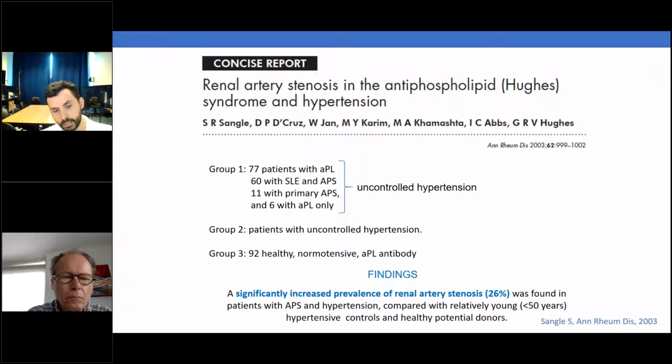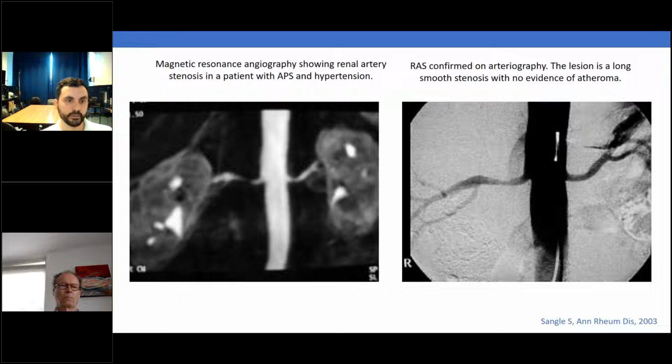And what did they find at that time? They found that up to 26% of patients in the first group, which means patients with APS or APL with uncontrolled hypertension, were more frequent in the context of APL positivity. And when they kept following those patients, this is what they found. They found imaging proof of magnetic resonance angiography showing renal artery stenosis in a patient with APS, and this was confirmed after angiography.